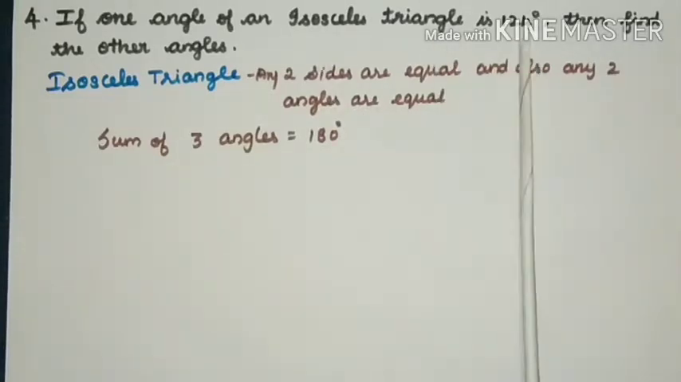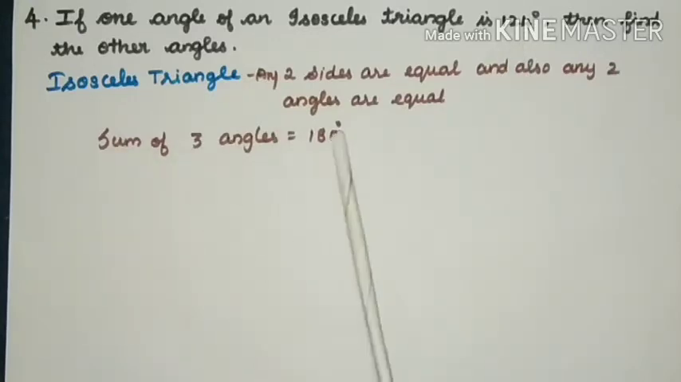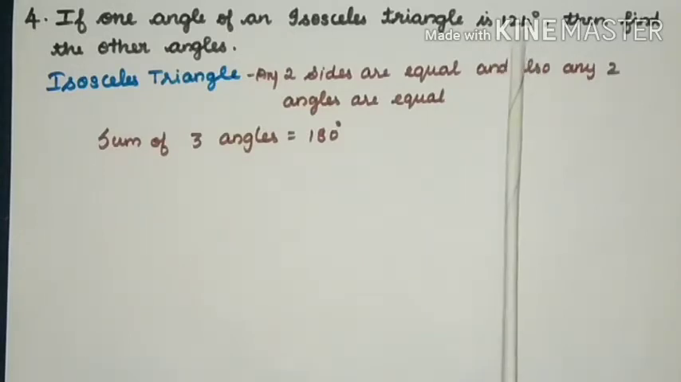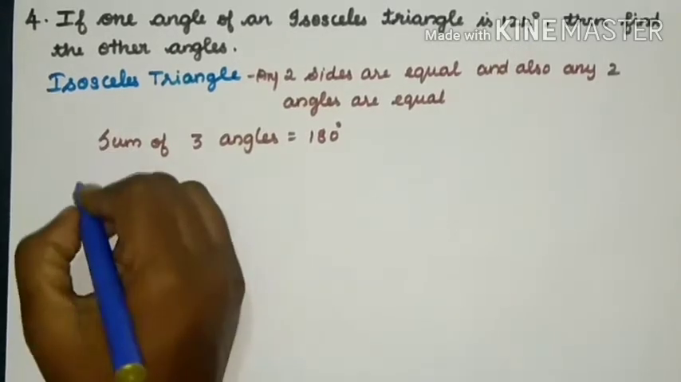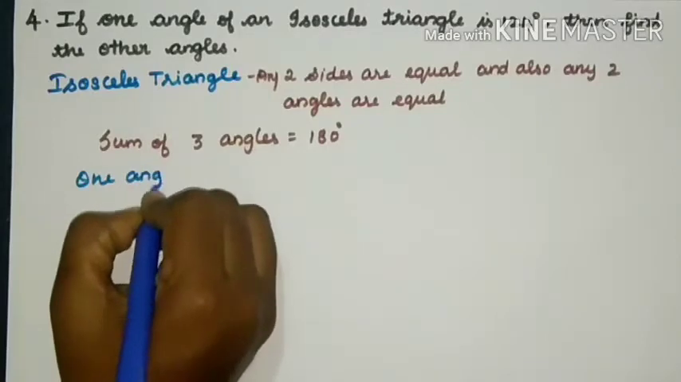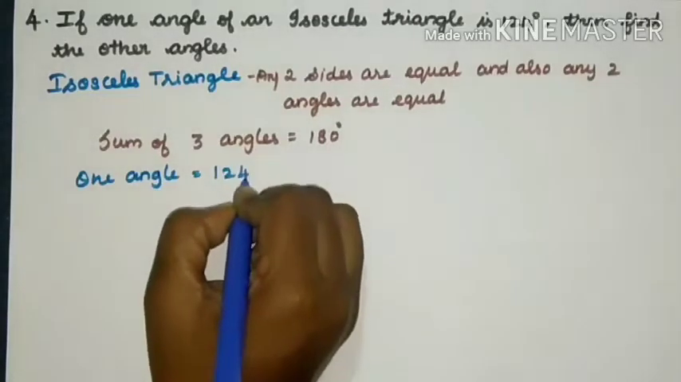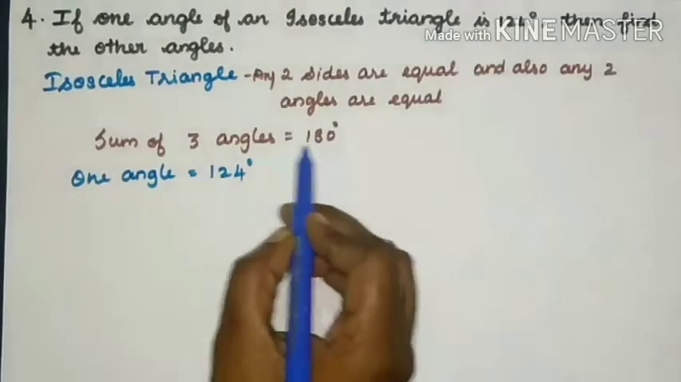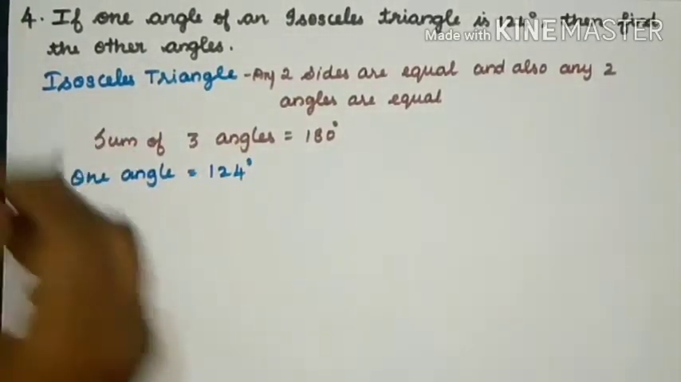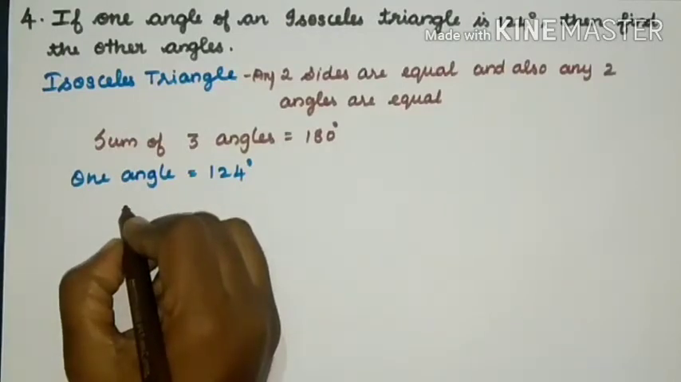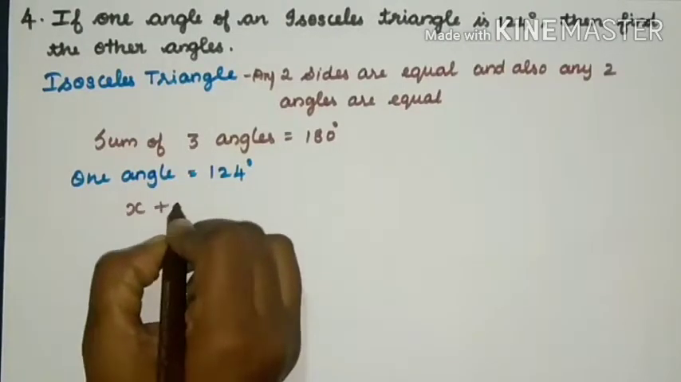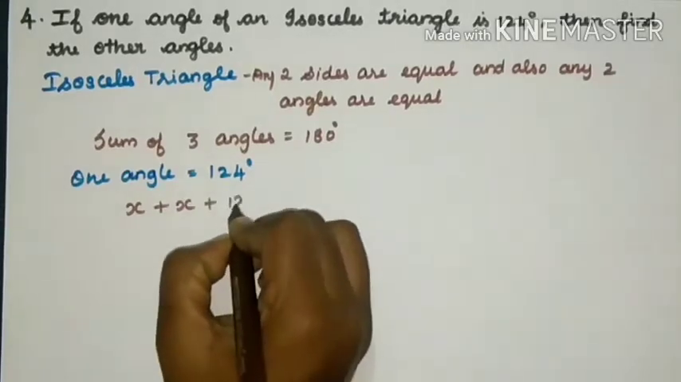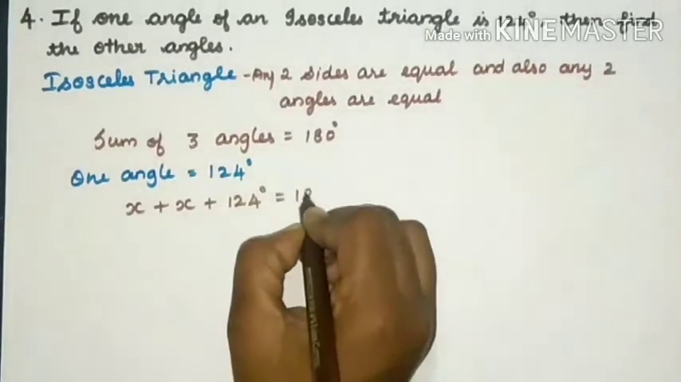Here one of the angles is given, that is 124 degrees. Sum of three angles equals 180 degrees. Here we know only one angle, that is 124 degrees. We have to find the other two angles. Sum of three angles equals 180 degrees, no? So, let's substitute the unknown value as x. x plus 124 degrees equals 180 degrees.